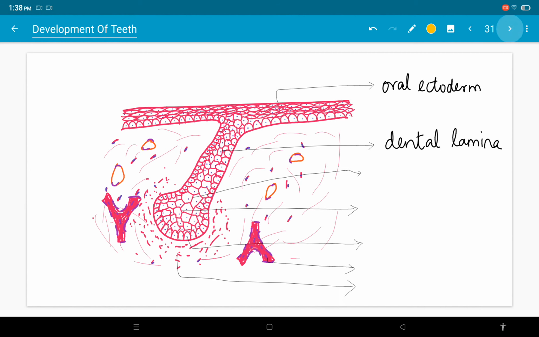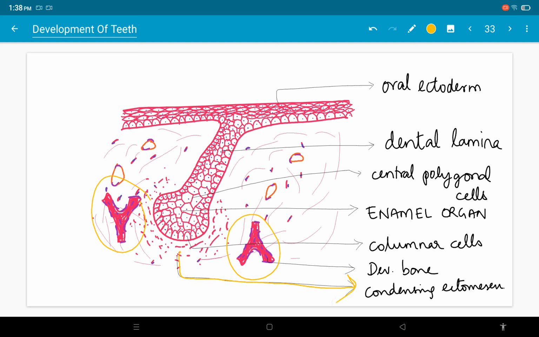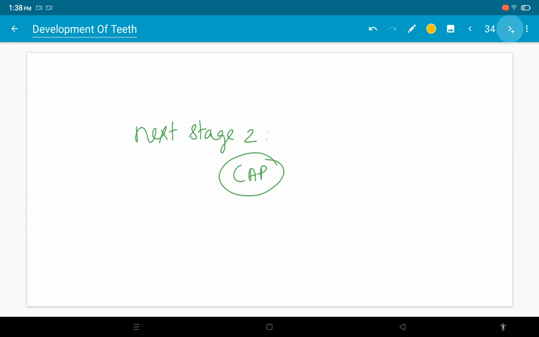This is the oral ectoderm, and the dental lamina, this part. From there you have this enamel organ. This whole part is the enamel organ. Here centrally you have polygonal cells and columnar cells. Then you have developing bone. These parts denote the developing bone, the alveolar bone of the future, now currently present in the dental sac, and the condensing ectomesenchyme, which will be the dental papilla in the future. So the next stage will be the cap stage. Let us see what the structure of the tooth germ enamel organ is in the cap stage.